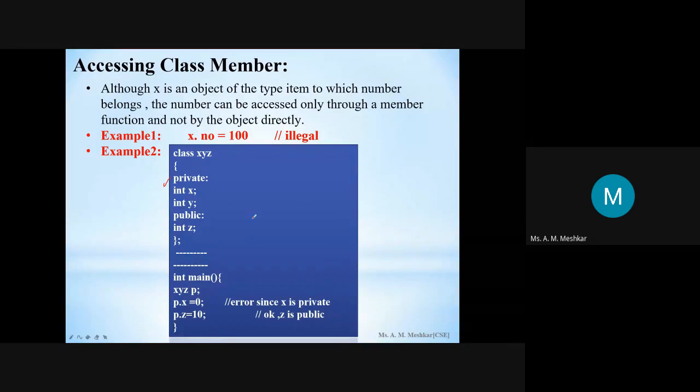Look at this. Class XYZ, inside this two variables x and y, I have made them private, and this variable that is int z, I have made it public. So what is the thing is, मैं इसको color कर देती हूँ.